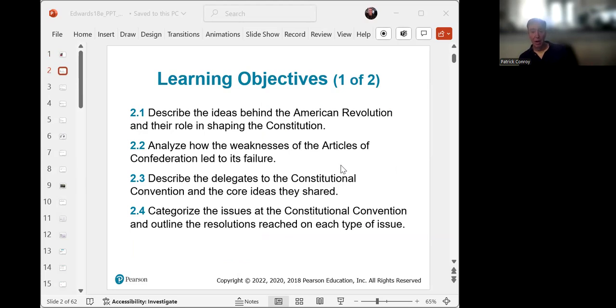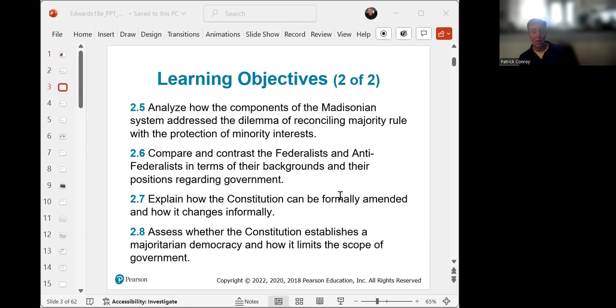Describe the ideas behind the American Revolution and their role in shaping the Constitution. Analyze how the weaknesses of the Articles of Confederation led to its failure. Describe the delegates to the Constitutional Convention and the core ideas they shared. Categorize the issues at the Constitutional Convention and outline the resolutions reached on each type of issue.